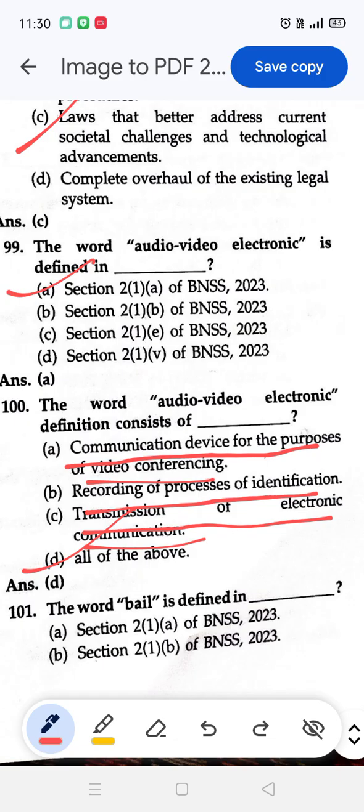The word bail is defined in section 21B. So here the 100 questions are completed.